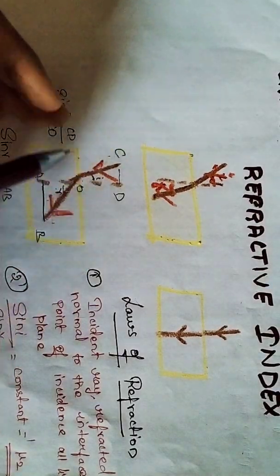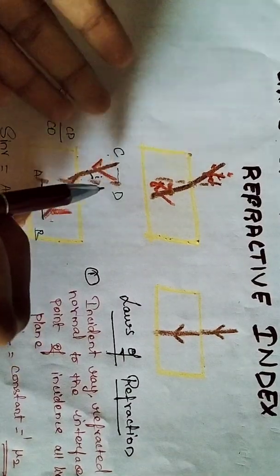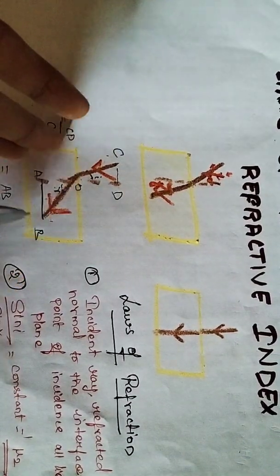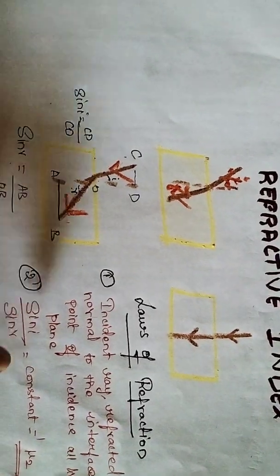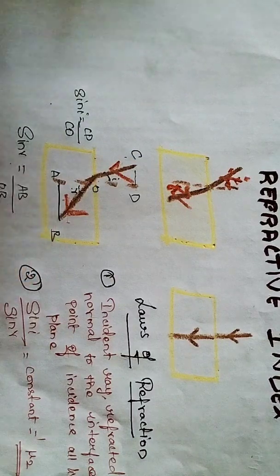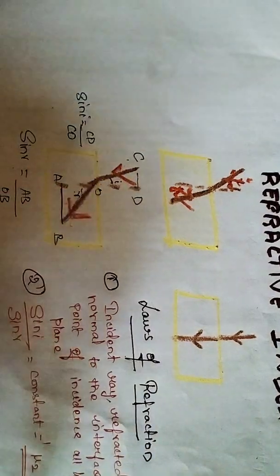If I take this water with respect to some other outer medium, this refractive index will be different. So the refractive index is constant with respect to the two mediums, not a single medium. That's what we are saying. Now we'll move on to the refractive index. We will derive the formula over here itself.